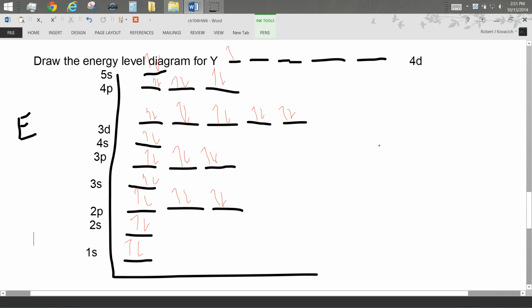I don't care what your table says, it really needs to go in this direction. We read the table from left to right, and so you do put the 2 electrons into the 5s before you put the 1 electron into the 4d. I know your table says 4d1, 5s2, but it should be the other direction.